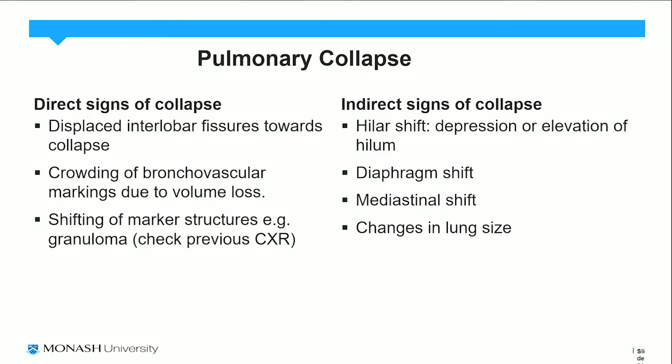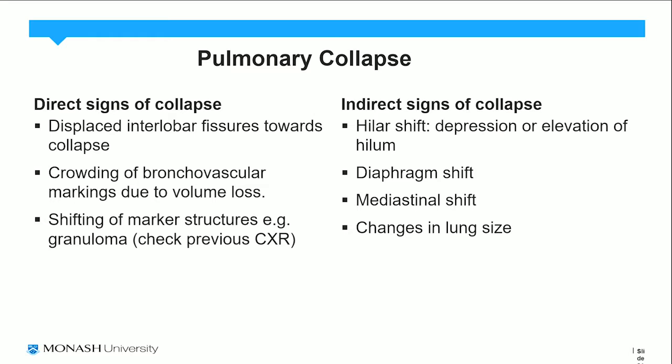Next, pulmonary collapse. There are direct as well as indirect signs of collapse. So first, looking at direct signs. With direct signs, look for things such as displaced interlobar fissures, and this will be towards where the collapse is. If there's crowding of bronchovascular markings due to volume loss, or very important is to check whether there are previous chest X-rays and whether you have shifting of marker structures, for example, a granuloma.